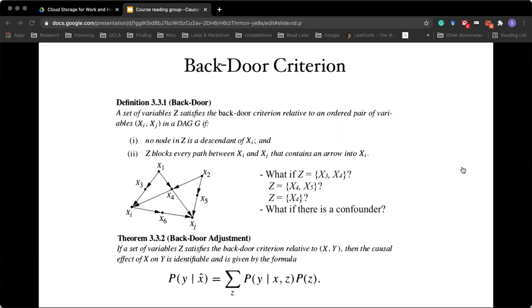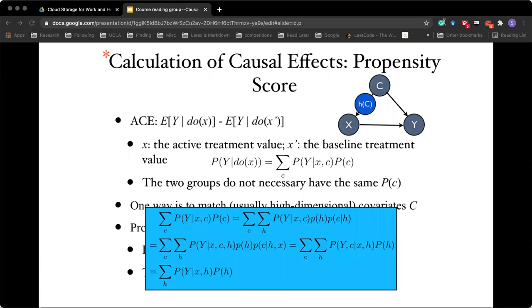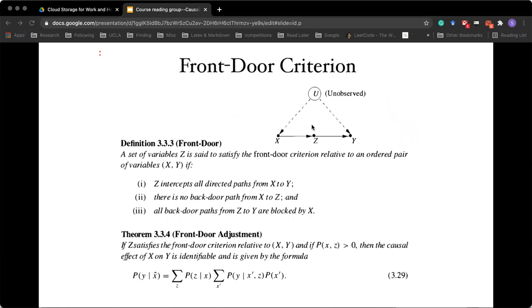So in practice, are there any differences, or is it just by chance that people tend to use backdoor criteria more? Oh, actually, in practice, this just depends on whether your conditions hold. For example, if our observation is only X, Z, and Y, we cannot observe the U here, which means that we cannot use the backdoor criteria. We can only use the front door. I see. So they are applicable in different scenarios. Right. Okay.